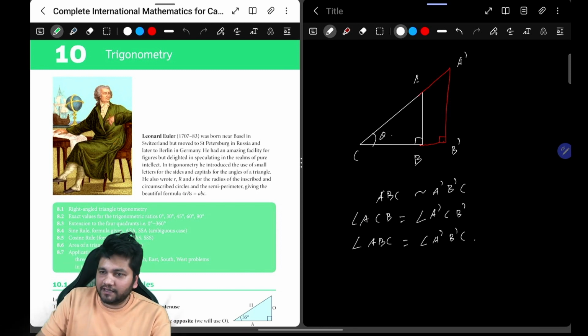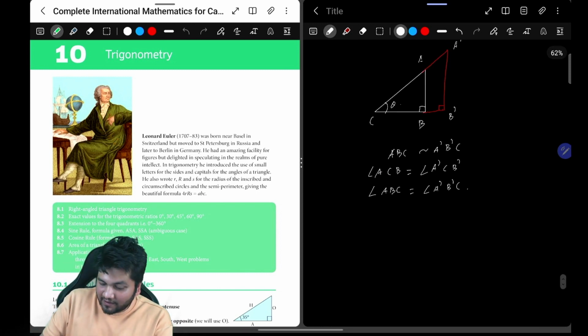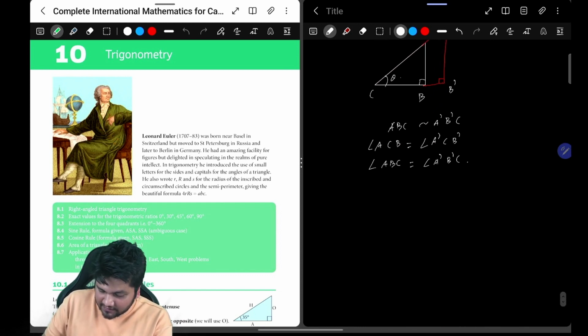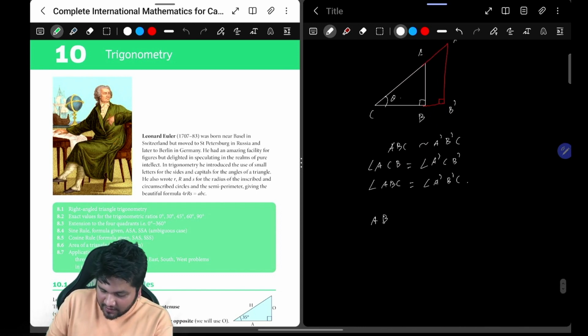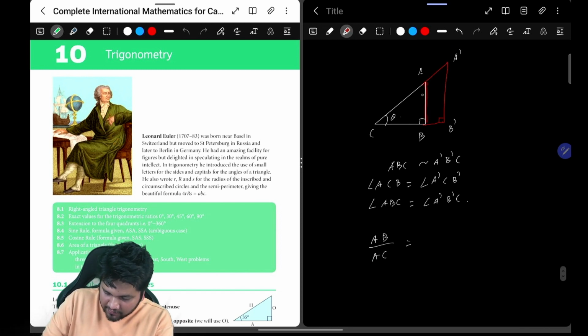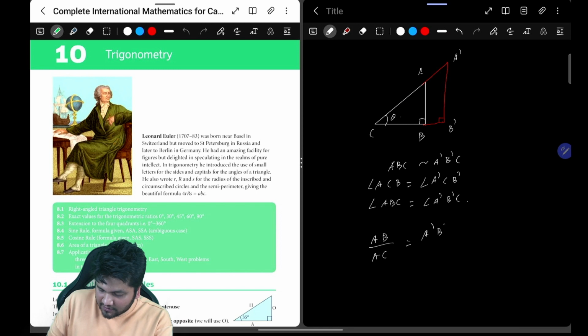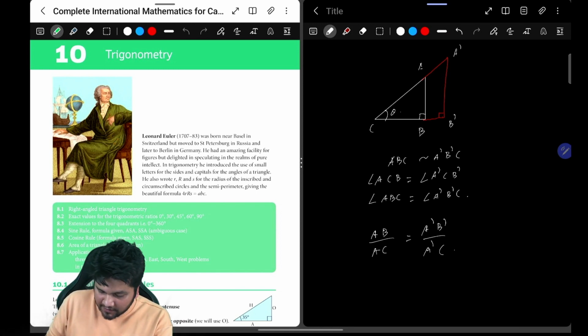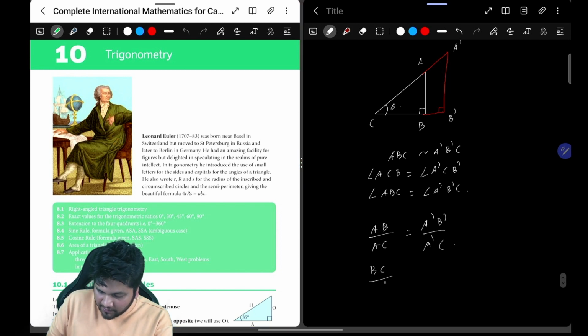Now, if the two triangles are similar, using these properties, I can write AB upon AC is equal to, see, AB upon AC, correct? Pay attention everyone, this is very important. AB upon AC is equal to A dash B dash upon A dash C, correct? Similarly, BC upon AC is equal to B dash C upon A dash C, correct?